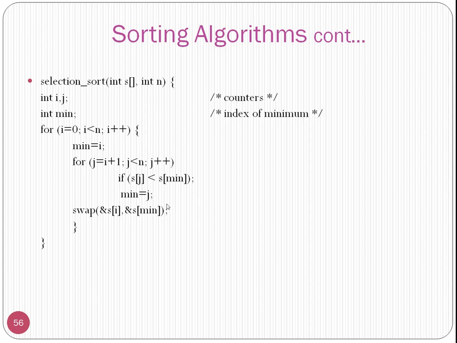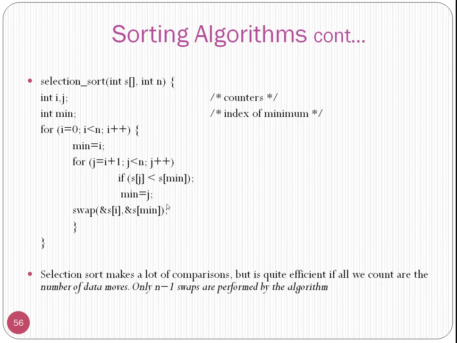So this iteration is basically performed to find the smallest element from the unsorted list or the unsorted region, and it will move that value to the end of the sorted region.